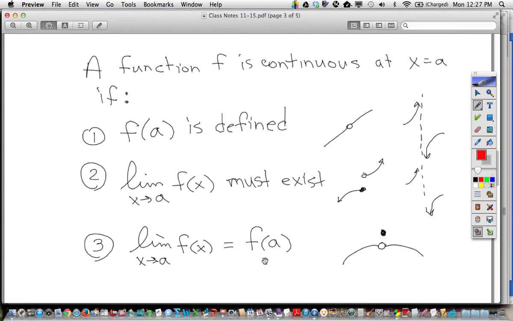And the limit has to equal the output. The cars have to meet where the dot is. The cars have to meet where the output is. If those are different, then again, it's not continuous. So continuous is anything that would cause you to have to lift your pencil off the paper because of a hole or something like that. So all those things have to be continuous.